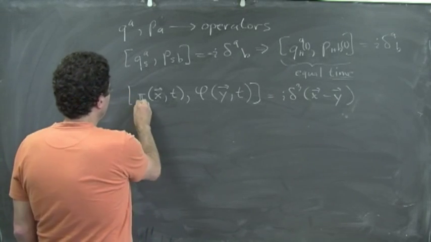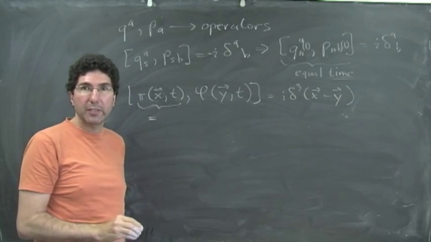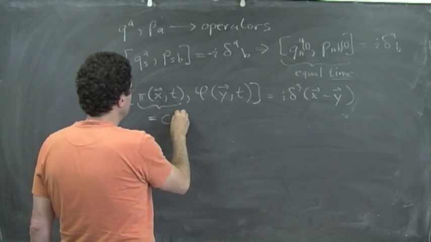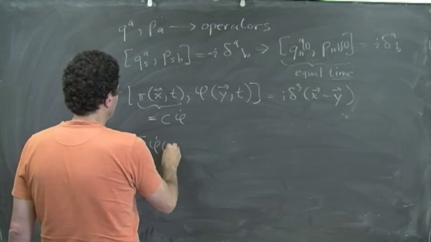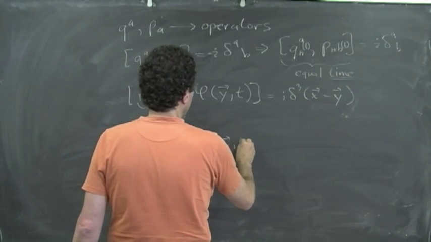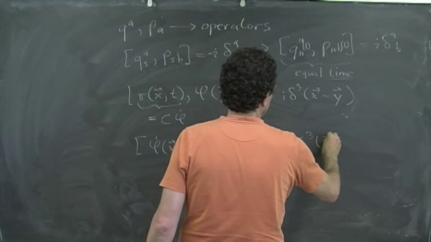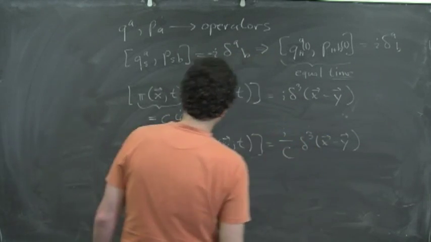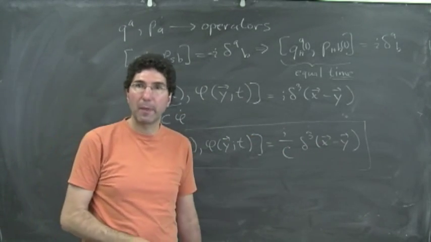Now, what is this thing right here? This thing right here is just equal to c times phi dot, right? That's what pi is. So we finally get the equal time commutation relations: i over c delta cubed of x minus y. Okay? All right.